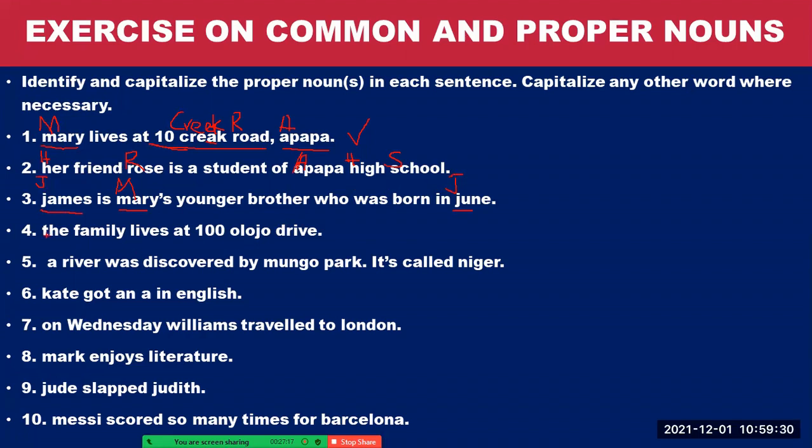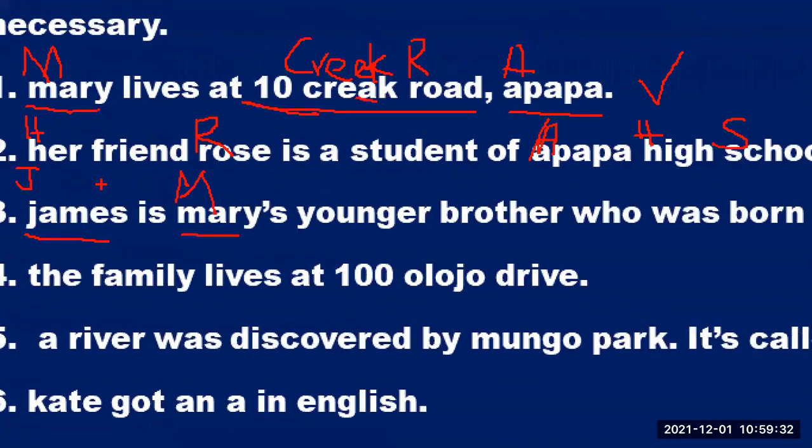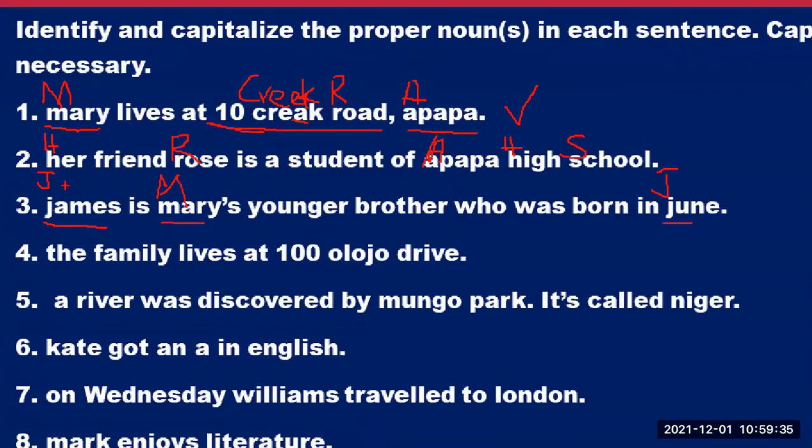Question number 4, The family lives at 100 Olojo Drive. The article The, even though it is not a proper noun, yet it has to begin with a capital letter because it is the first word in a sentence. Now, because Olojo Drive is the name of a particular street or drive, we have to capitalize it. Olojo starts with capital letter O and Drive with capital letter D.